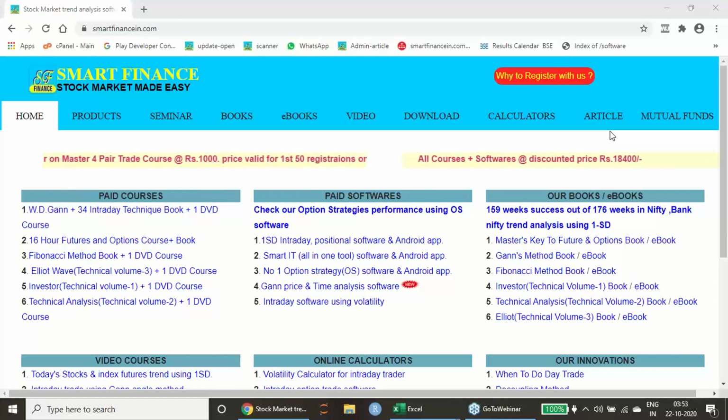In this particular presentation, I am going to describe the Nifty top and bottom calculation using the monthly data and VIX. So these two things I will be using.